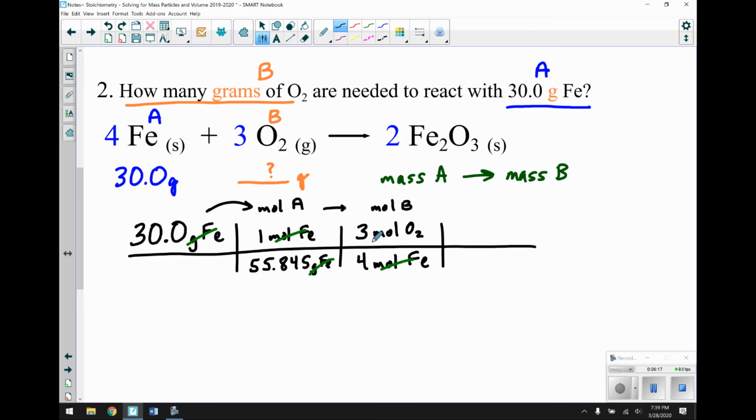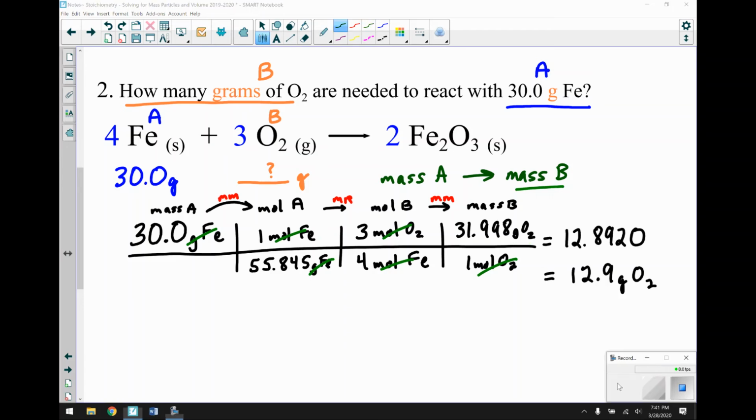Now that's pretty good, because once I have moles of oxygen, I can fairly easily calculate mass of oxygen using the molar mass of oxygen. So there's my molar mass of oxygen, 31.998 grams oxygen per 1 mole of oxygen. I look at my units and I see that, again, moles of oxygen cancel. I am left with mass of oxygen, that is mass of B. Look at that, grams of oxygen. That's what I desired. So now it's all over, but doing the math.